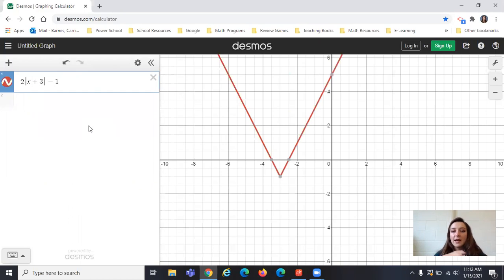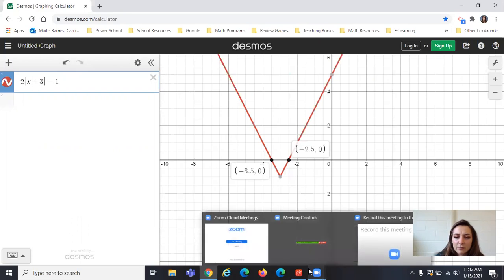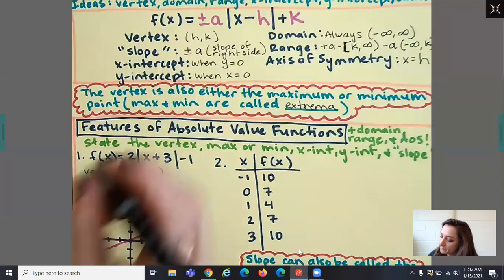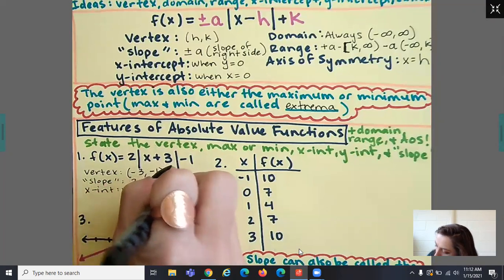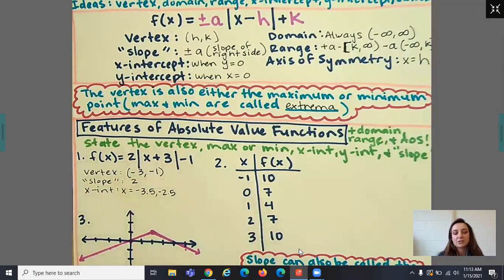minus 1. Okay, and since we're talking about where y equals 0, that also means where is it crossing the x-axis. So this is crossing the x-axis at negative 3.5 and negative 2.5. So that means that our x-intercepts are negative 3.5 and negative 2.5. You can also see your vertex down here, which was at negative 3, negative 1. So negative 3.5, negative 2.5. Okay, and with the x-intercepts, just remember it's always going to be x equals because we're looking at an x value.